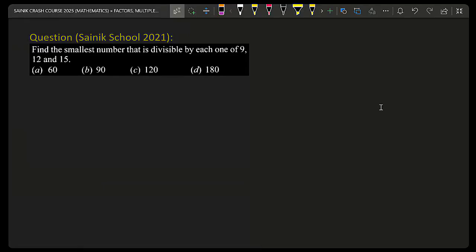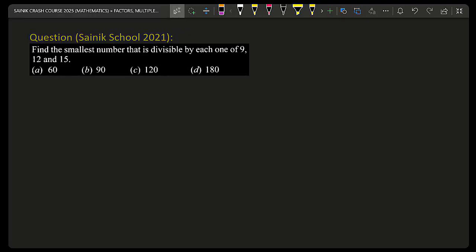Sir, may I explain the question? Next question. Yes, sir. Okay, first read the question loudly. Sir, the option is D. First read the question loudly. Find the smallest number that is divisible by each one of 9, 12, and 15.